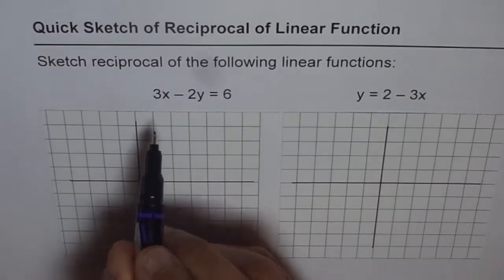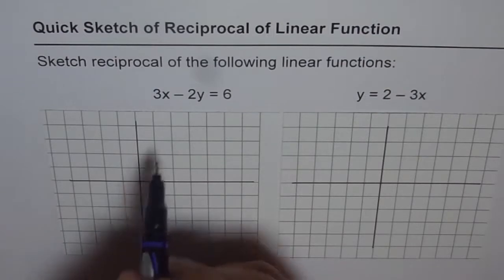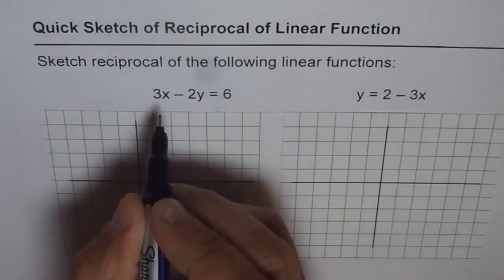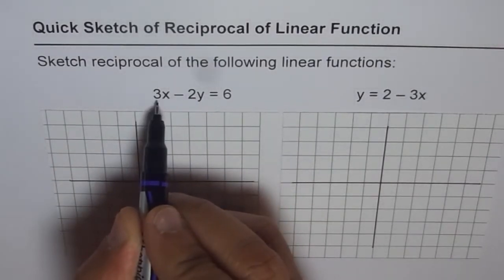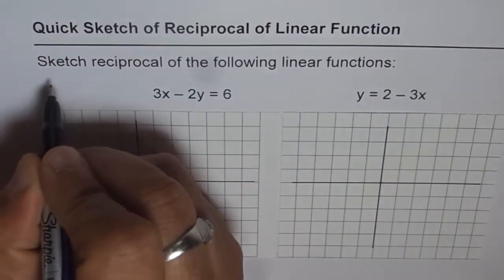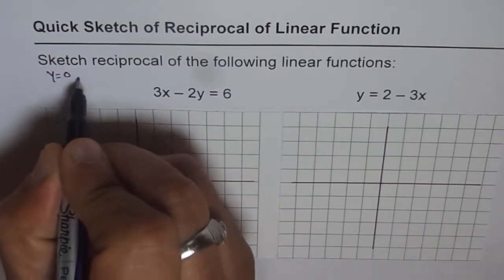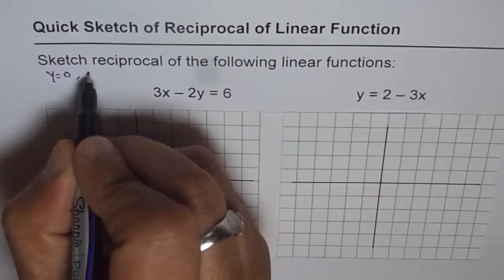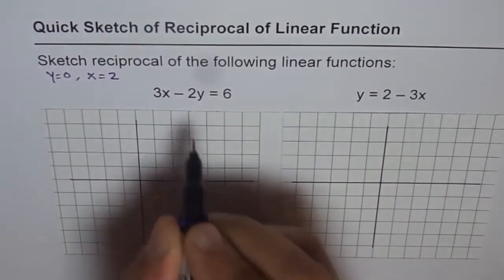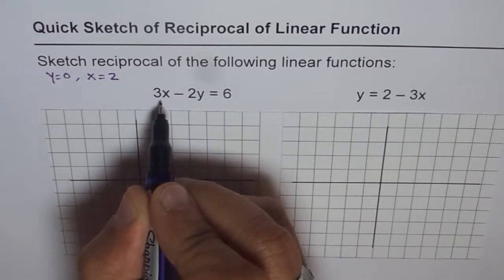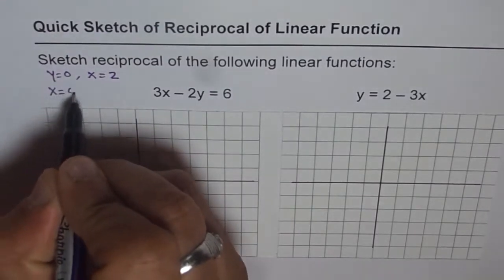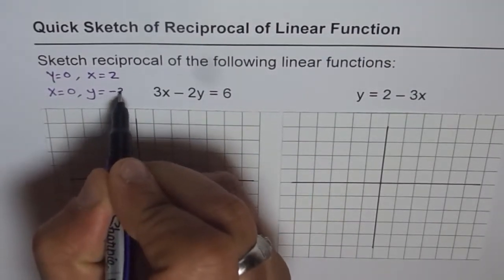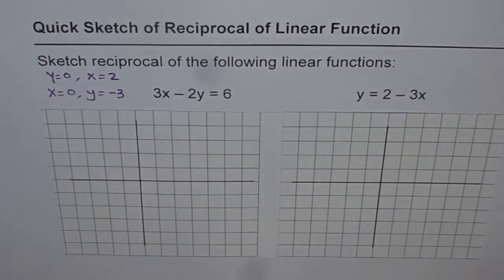It's a line. So to sketch this line, we need to find x and y intercepts. That's the best way of sketching this line. So for x-intercept, we can do y equals to 0 and find x, right? So if y equals to 0, then x will be 6 divided by 3, which is 2. And to find y-intercept, we can make x equals to 0 and find y. So if x equals to 0, then we have y equals to 6 divided by minus 2, which is minus 3. So these are your two intercepts, right?